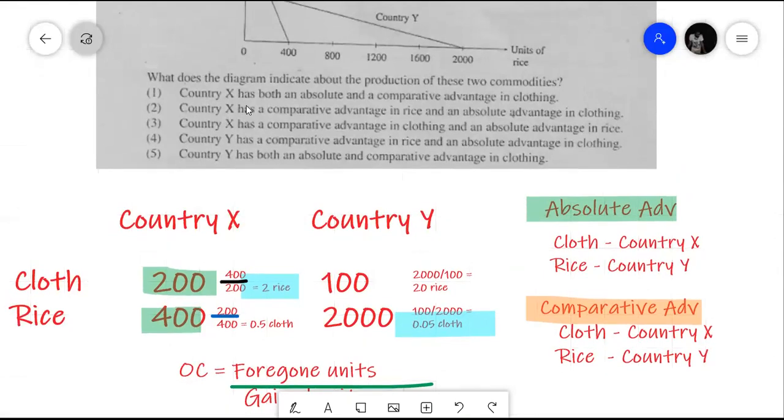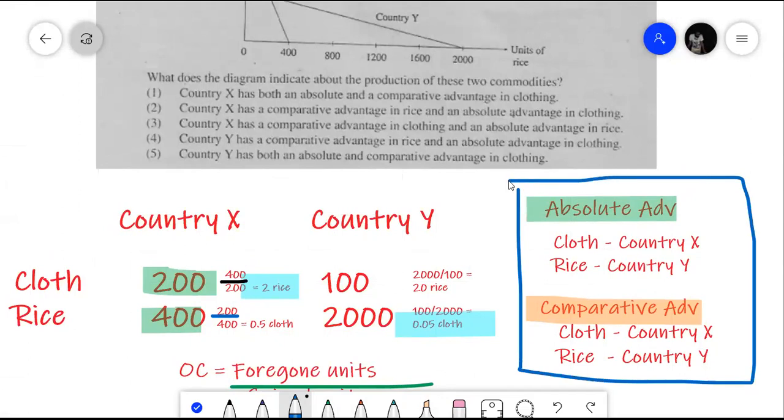Okay. Country X has both an absolute advantage and comparative advantage in clothing. True or false? Country X has the absolute advantage in clothing and the comparative advantage in clothing. Yes, now all you do is read your results. Now you have done all the calculations, you've done everything. Just see if this is correct or wrong.